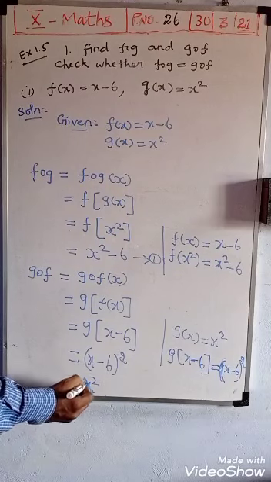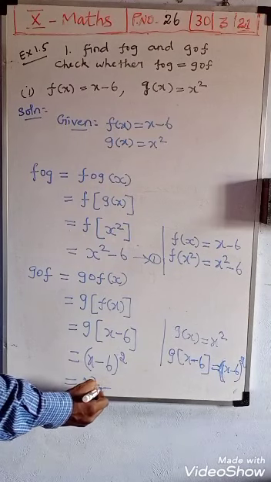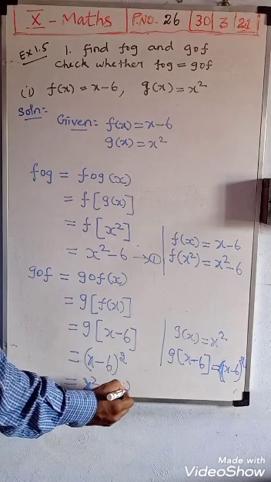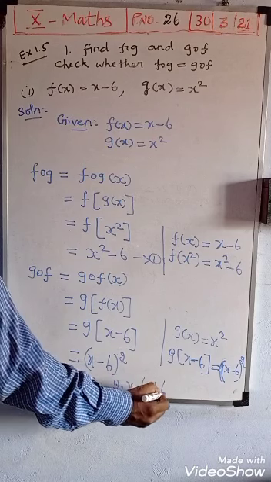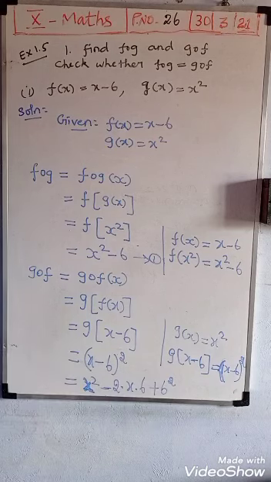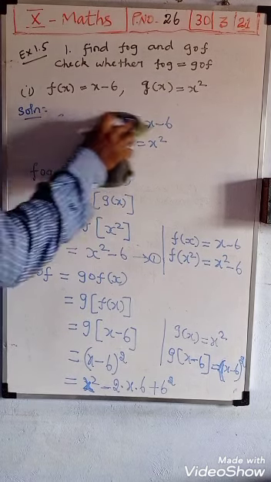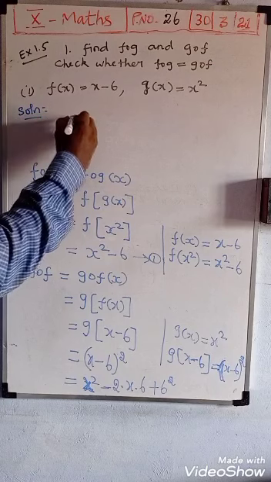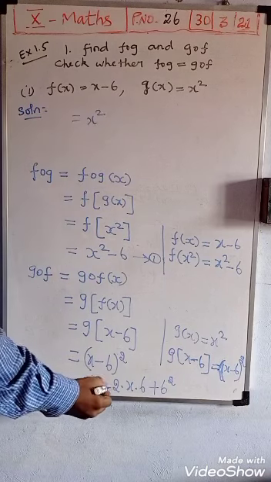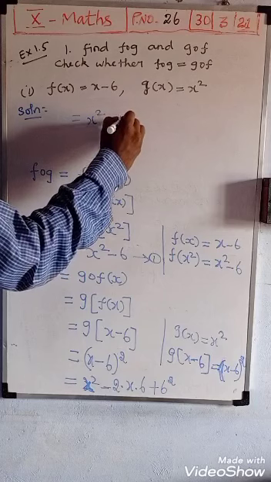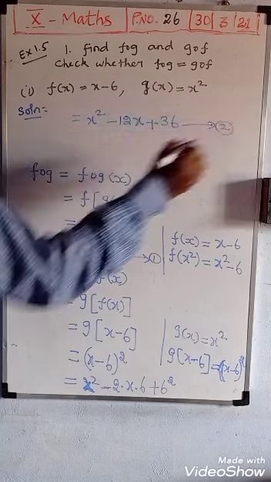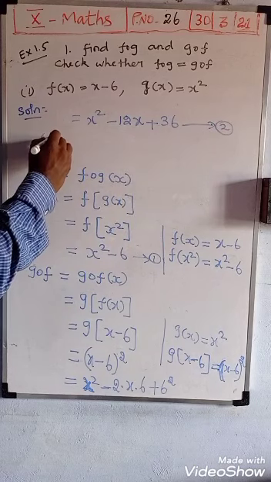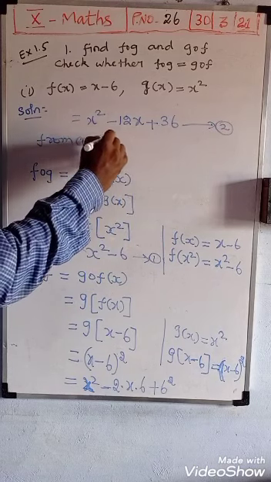a squared minus 2ab plus b squared, where b is 6, so 6 squared. Now you should simplify this. What will you get? x squared minus 2 times 6, which is 12, so minus 12x, plus 6 squared, which means 36. This is equation 2.